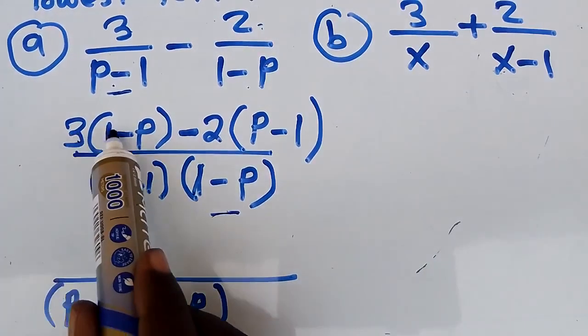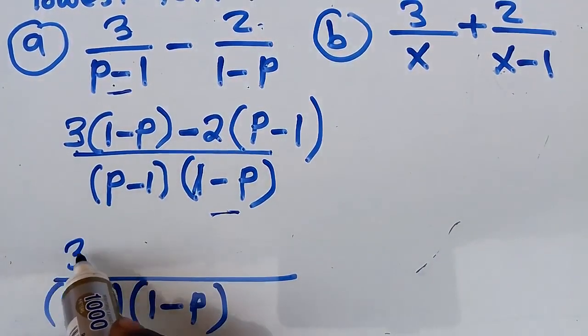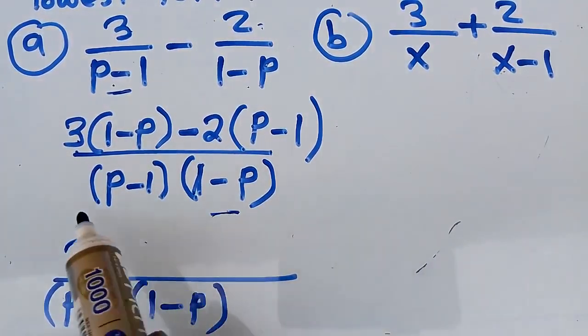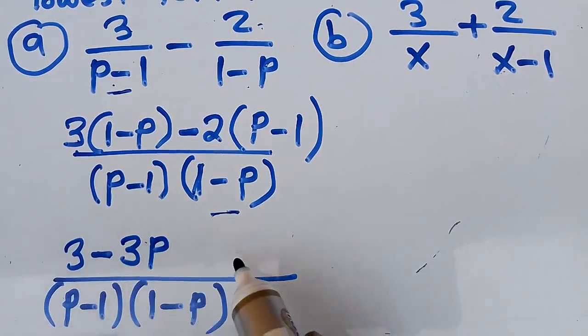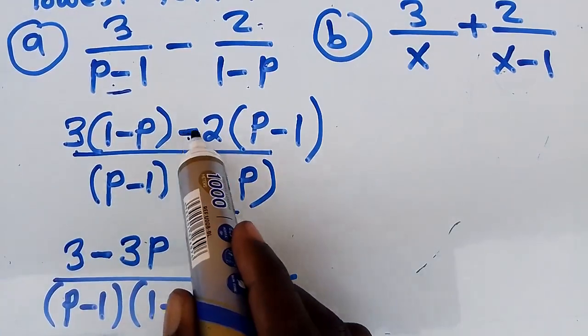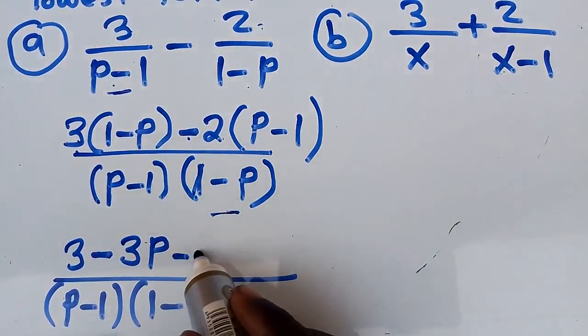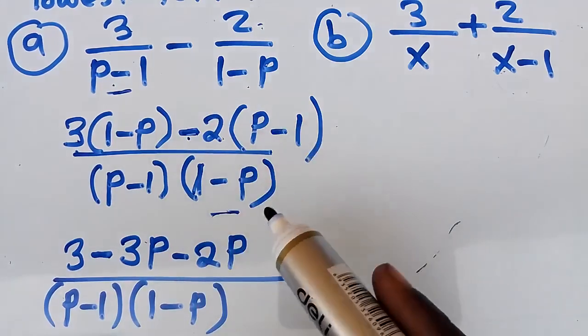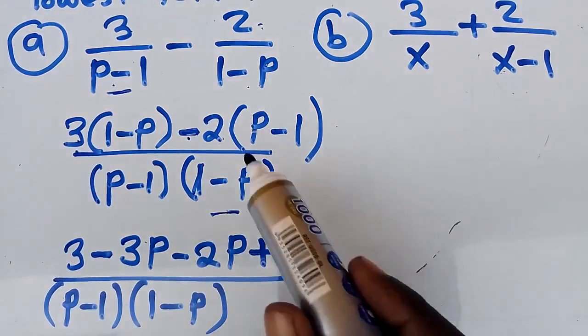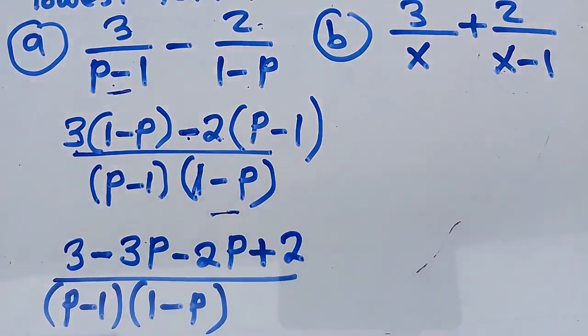So what is 3 times 1? It is 3. Minus, what is 3 times p? It is 3p, like that. What is negative 2 times p? Negative 2p. What is negative times negative? Positive. Positive what? 2. This is what I'm going to do.